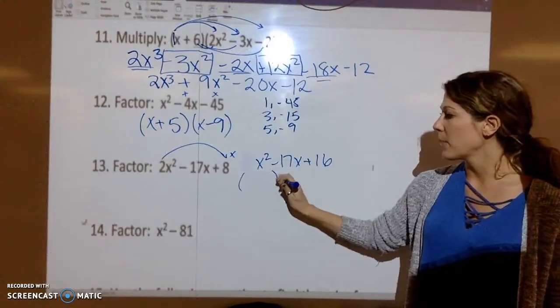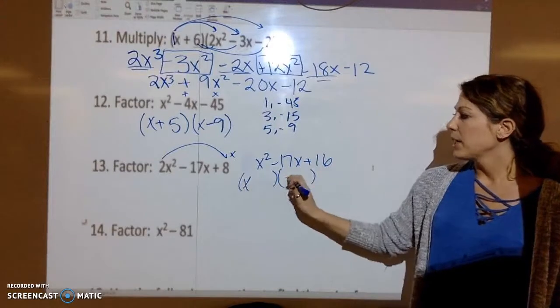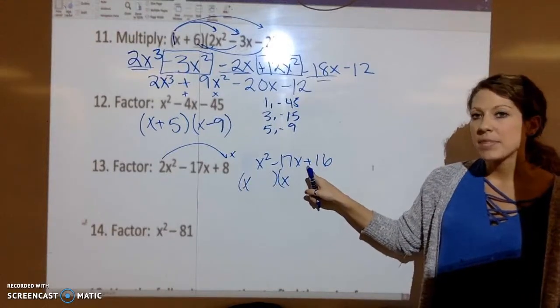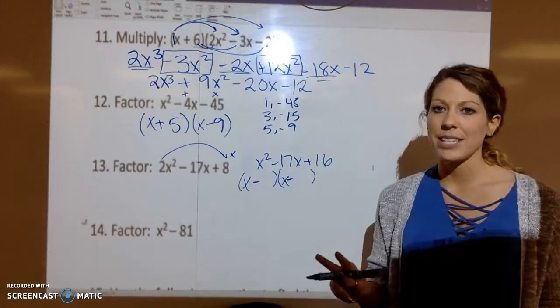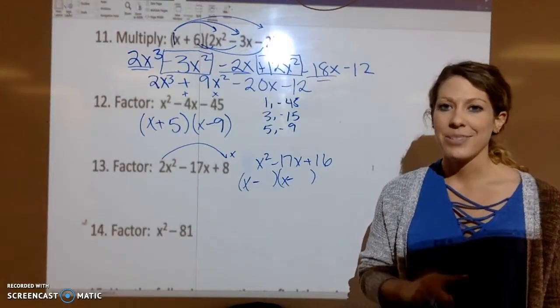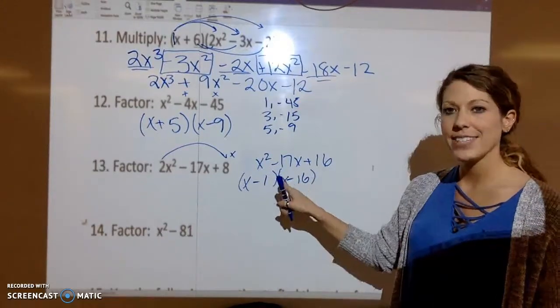So now we're going to set up our parentheses now that there's not a coefficient in front. Plus sign in the back means we need the same signs. They're both going to be negative. Two numbers that multiply to give us 16 and add to 17. That's 1 and 16. 1 times 16 is 16. 1 plus 16 is 17.